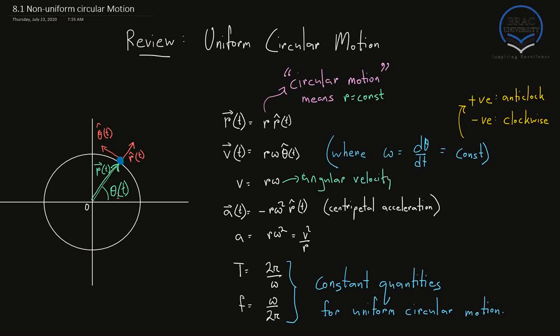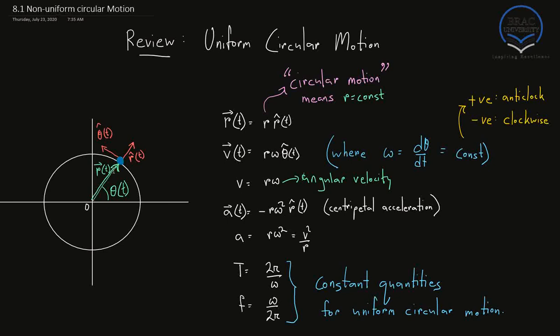Now, this particle is not experiencing any change in linear speed, but that does not mean that it's not accelerating, because the direction of its motion is changing constantly. So this particle is indeed accelerating, and if we differentiate v t with respect to time one more time, we get a t equal to minus r omega square r hat t.